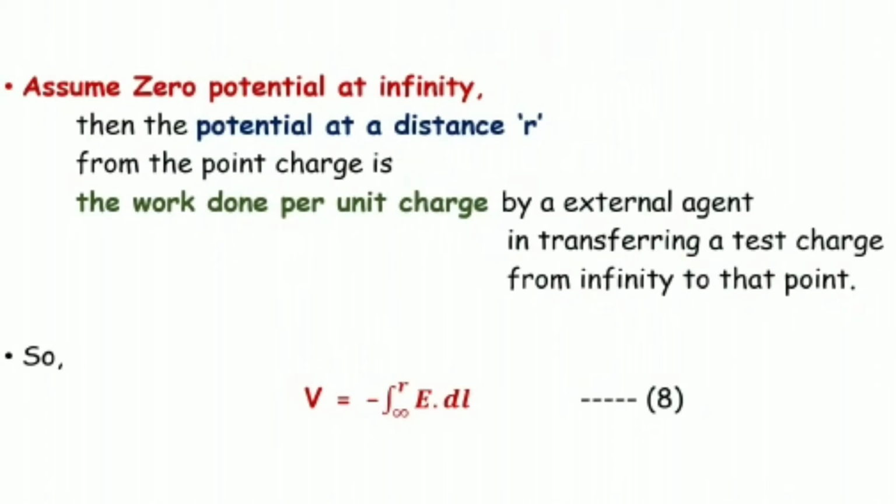Now let us consider the other condition that as 0 potential is at infinity, then the potential at distance r from the point charge is the work done per unit charge by an external agent in transferring a test charge from infinity to that point. It means we consider our point at a distance r with reference to origin.